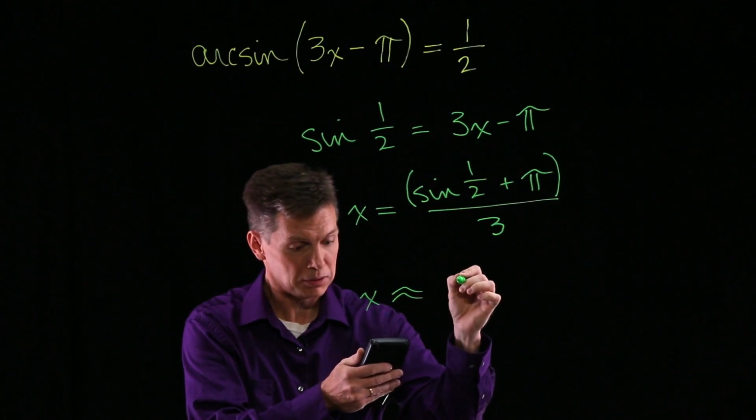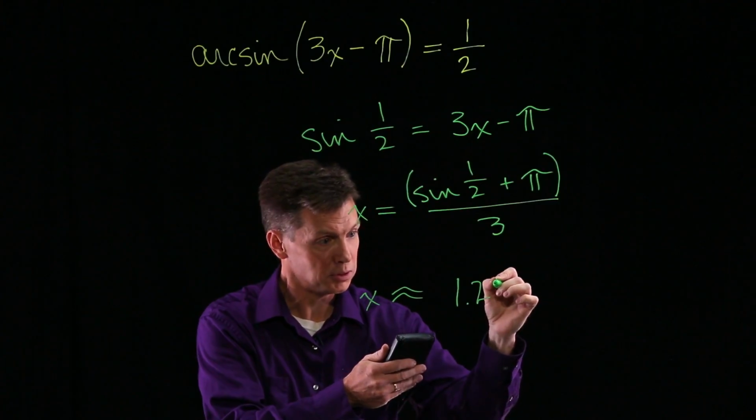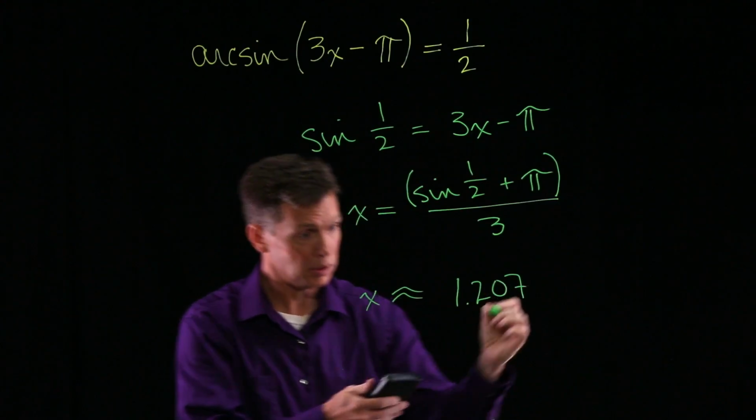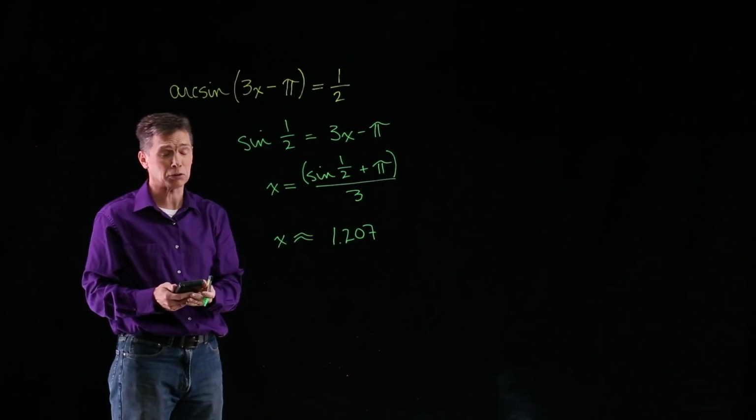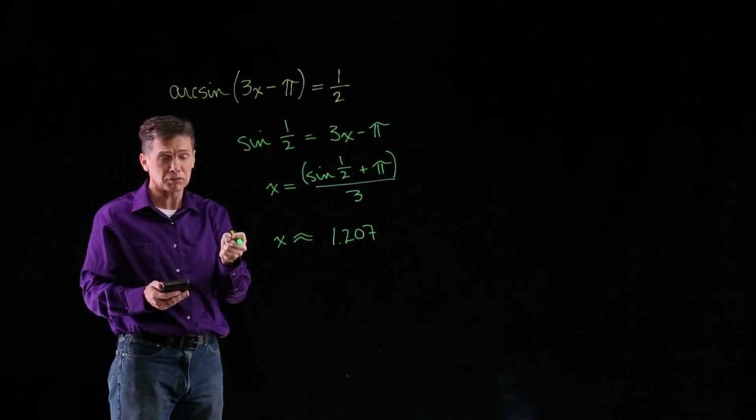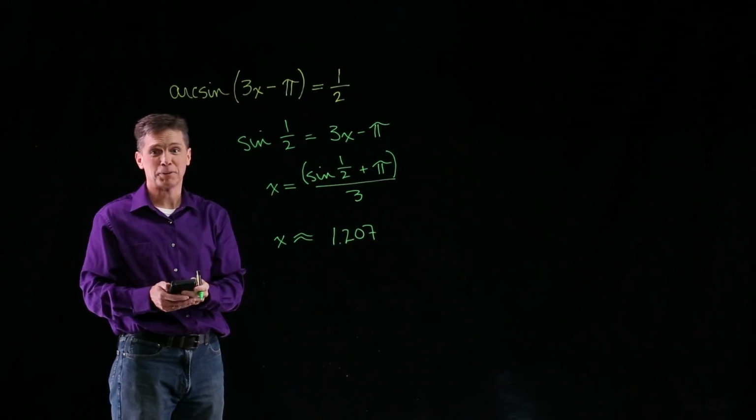Write down your answer. I'm rounding to 3 decimal places. Looks good. And then you're ready to call it a day. You've got your answer for x. That's how you're going to handle these problems. That should be enough to get you going on the other problems that are similar to it. All right? Okay, thanks.